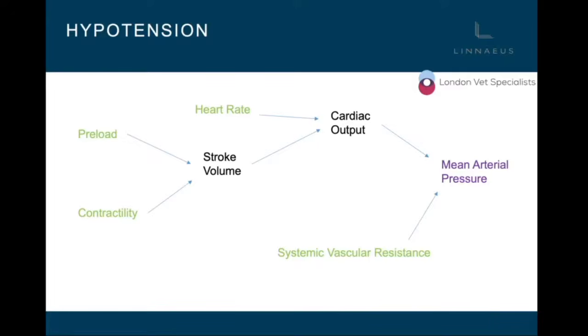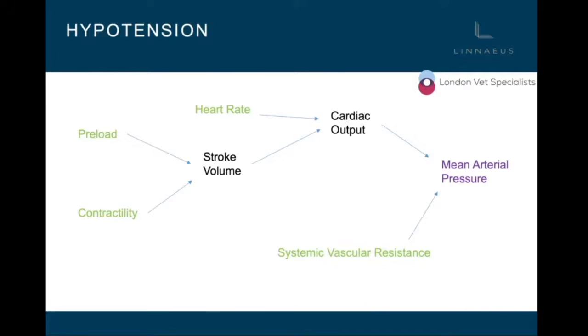So the three remaining factors are going to be preload, so that's the amount of blood filling the ventricle before systole, the contractility, so how forcefully the heart contracts, and the systemic vascular resistance. So again, all of these factors are quite difficult to accurately assess, and we may look at things like the capillary refill time. Sometimes if the systemic vascular resistance is very low, then the colour will come back faster, but again, they're quite subjective.